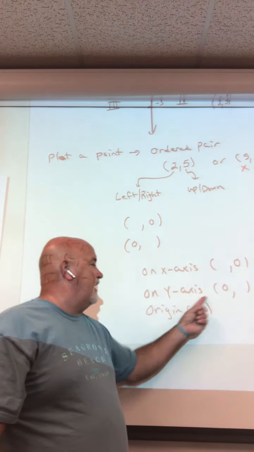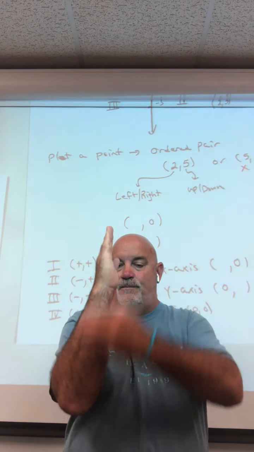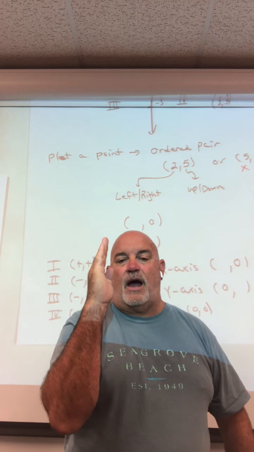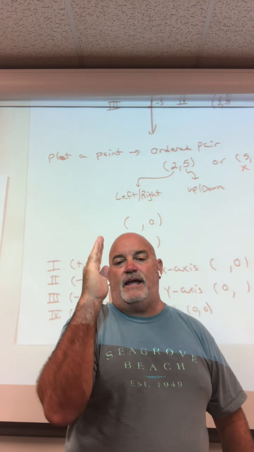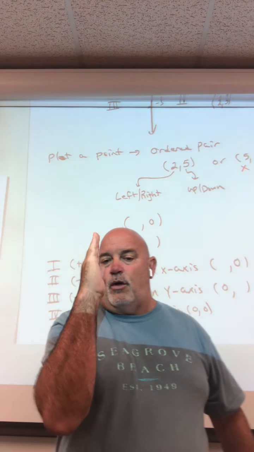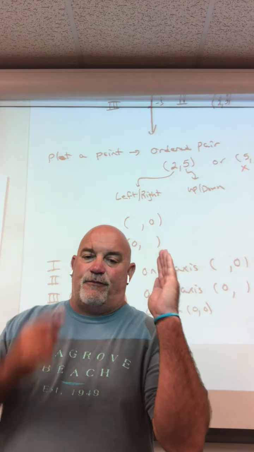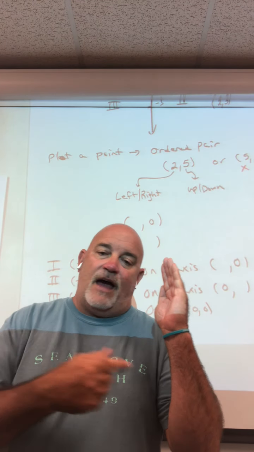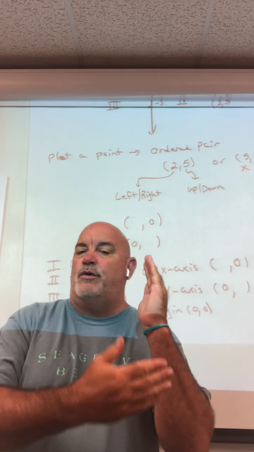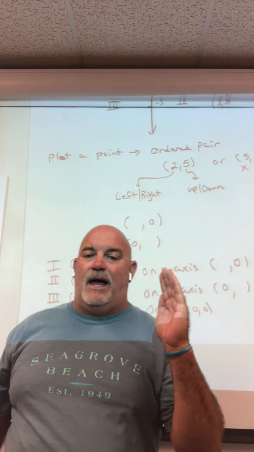Now, on the other side of that coin, if you're on the y-axis, this one, the first number is 0. (0, 1), (0, 8), (0, -3). All of those are on the y-axis. Now, why is that the case? Because if the first number is 0, that moves you left or right. If the first number is 0, you never move left or right. That means you have to stay on top of the y-axis.